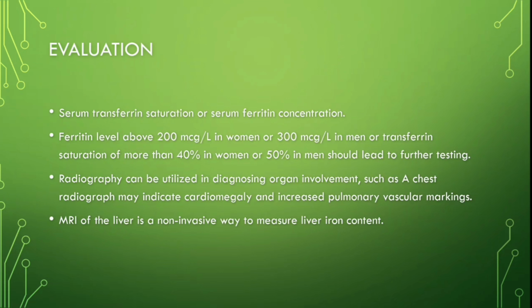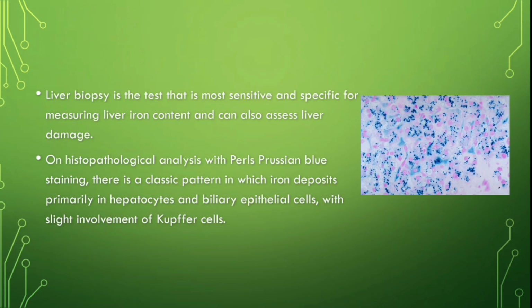Radiography can also be utilized, such as a chest X-ray where you can note cardiomegaly and increased pulmonary vascular markings. MRI of the liver is a non-invasive way to measure liver iron content. Liver biopsy is the test that is most sensitive and specific for measuring liver iron content, and it can also assess liver damage. On histopathological analysis, if you do it with Prussian blue staining, you will notice a classic pattern in which iron deposits primarily in the hepatocytes and biliary epithelial cells, with slight involvement of the Kupffer cells.